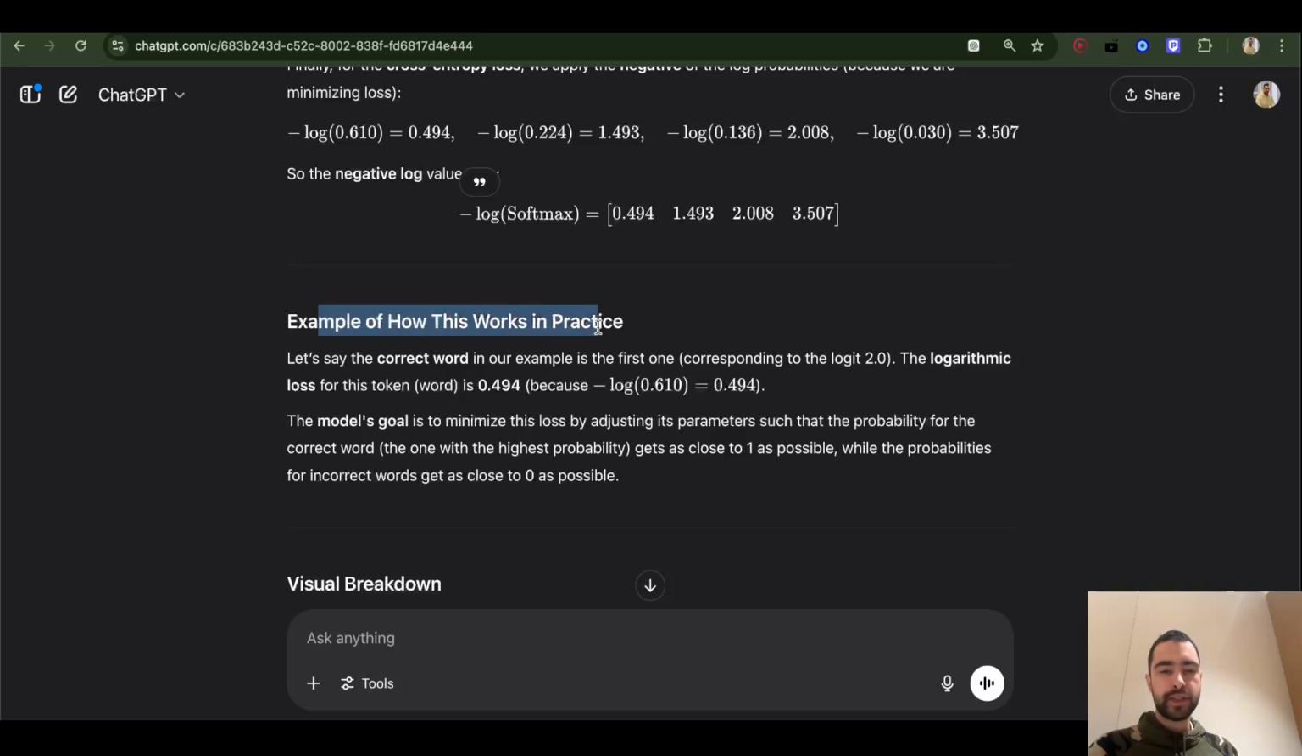Example of how this works in practice. Let's say the correct word is, our example is the first one, corresponding to logit of 2. So this is the first one. The logarithmic loss for this token or word is 0.494.